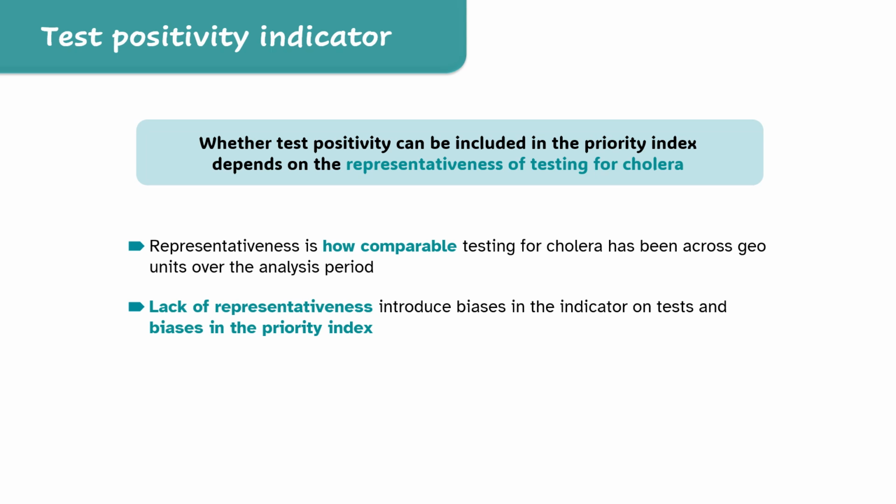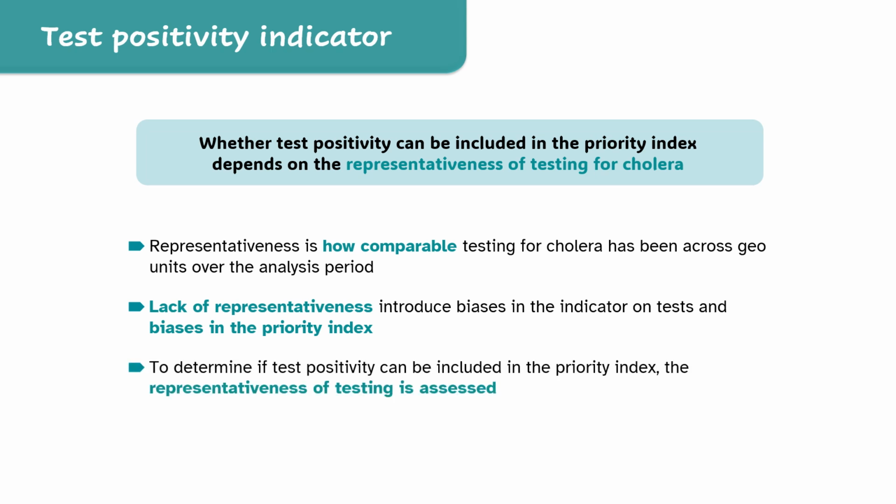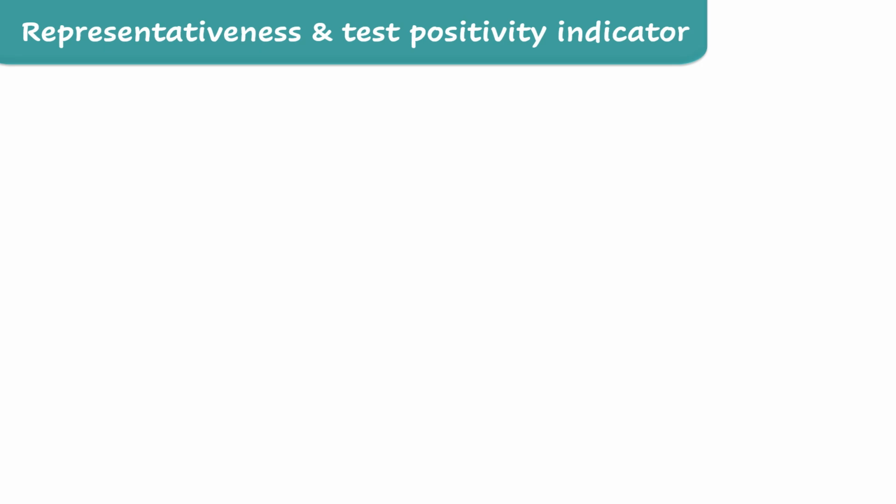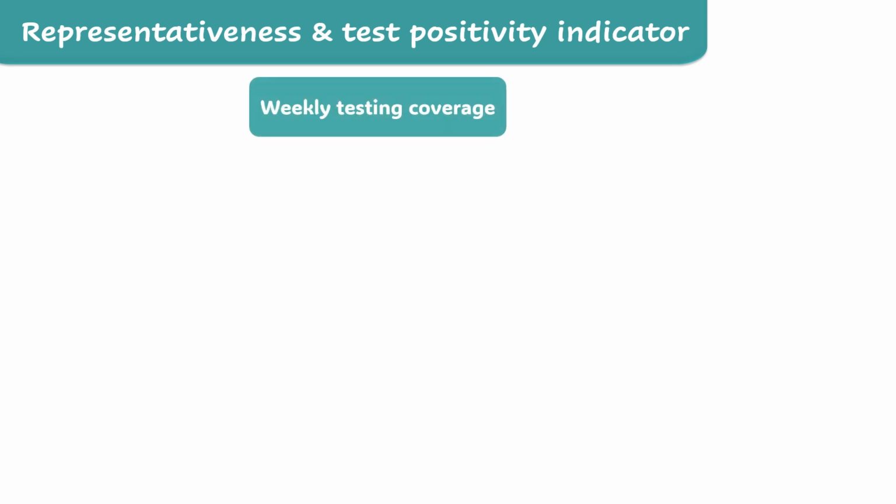This may result in lack of representativeness in testing, which would introduce biases in indicators on tests and biases in the priority index. To determine if an indicator on cholera tests can be included in the priority index, the representativeness of testing should first be assessed. An algorithm is used to categorize the representativeness of cholera testing in 3 levels. This algorithm is based on the weekly testing coverage.